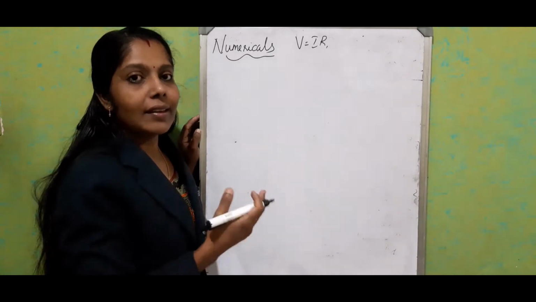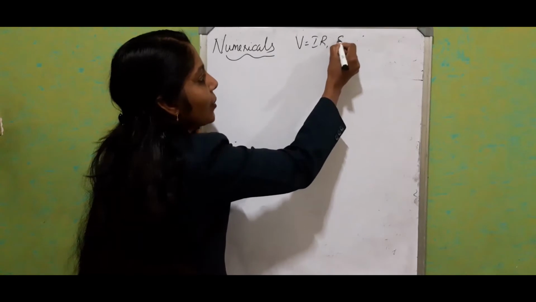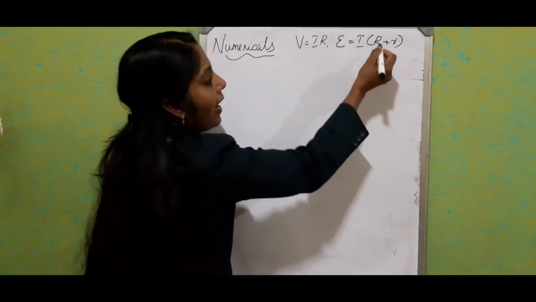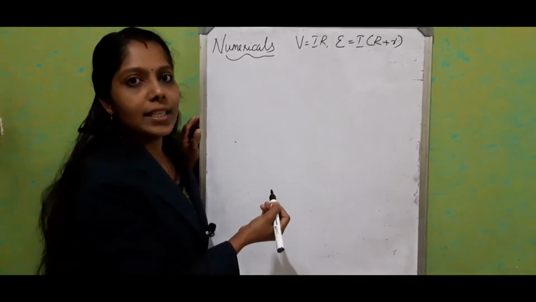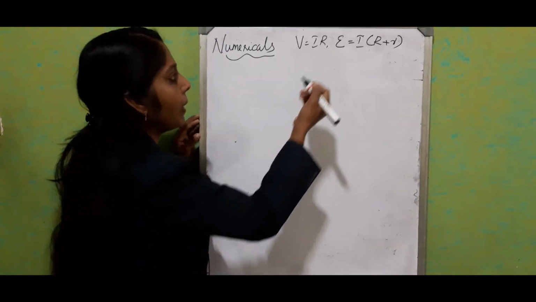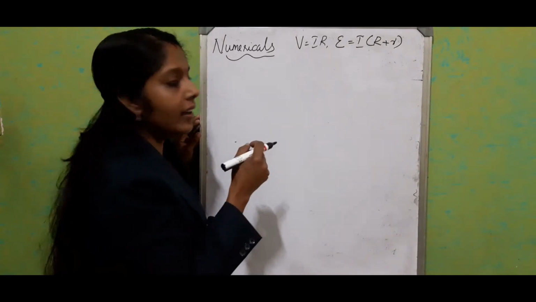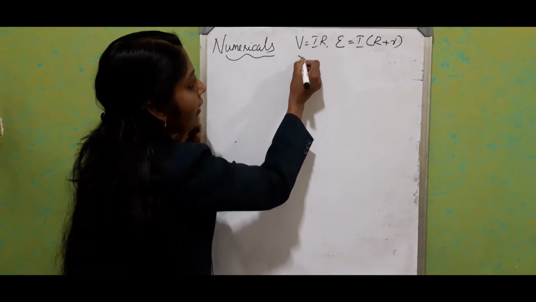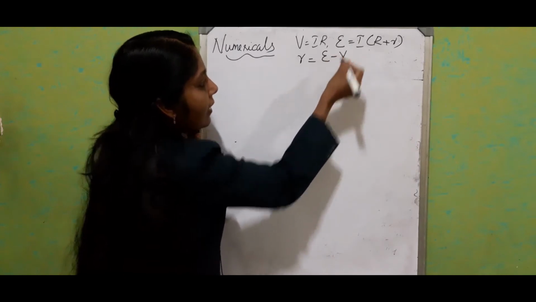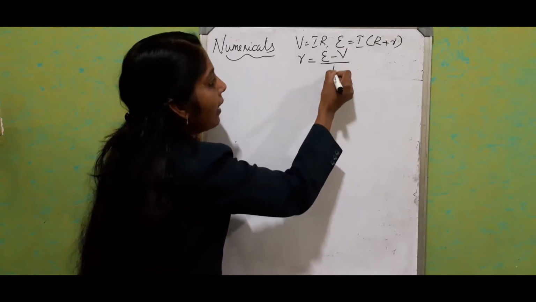Then the equation related with the E.M.F and internal resistance. So epsilon is equal to I into R plus r. R is the external resistance and small r is the internal resistance. And in some places we need the relationship between voltage drop, E.M.F and internal resistance. So there we can write internal resistance is equal to epsilon minus voltage drop, capital V, divided by I.